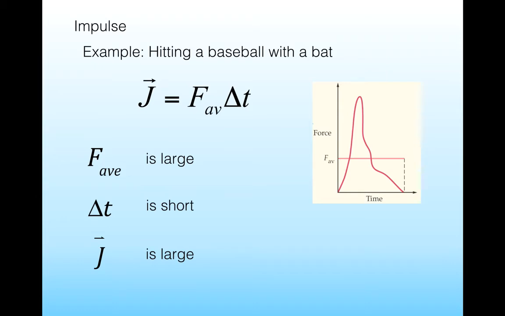So again, thinking about this, we can now see that for this example of hitting a baseball with a bat, the average force is quite large for this, but the amount of time it spends doing that is quite short. And in the end, though, the impulse is quite large because the force is very large. And we're going to do some examples in class on Wednesday, so that you can get more of an idea about how impulse works.